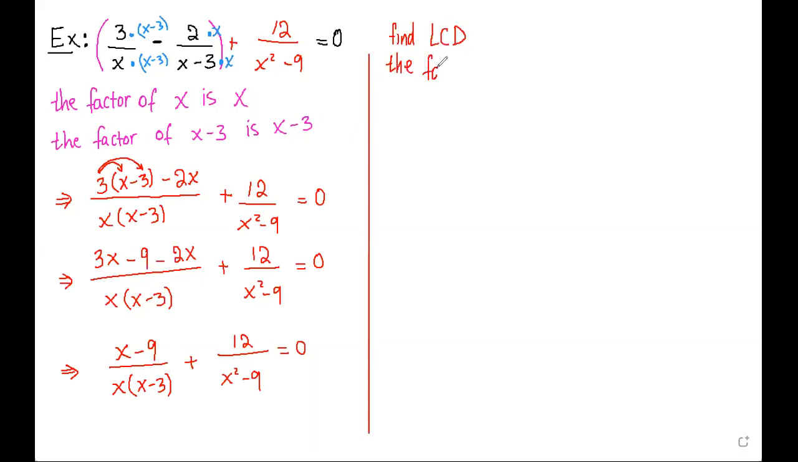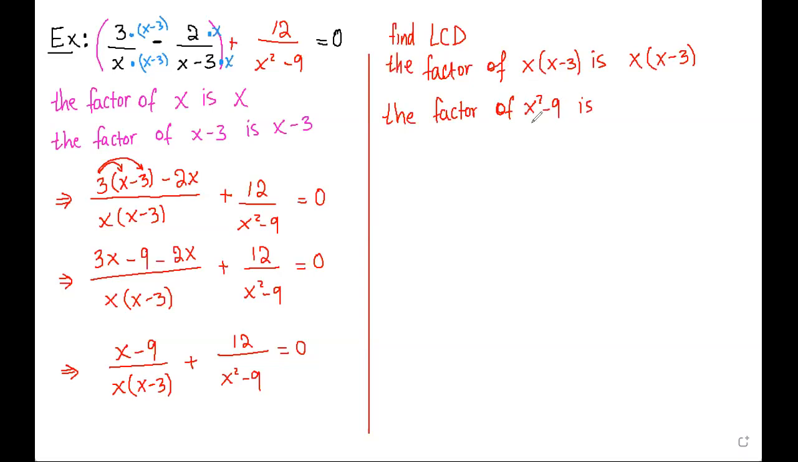The factor of x is already factored, it is x times x minus 3. We cannot factor it more. What is the factor for the second one? X plus 3, yeah, it's a difference of squares. Yes, exactly. X plus 3 times x minus 3.